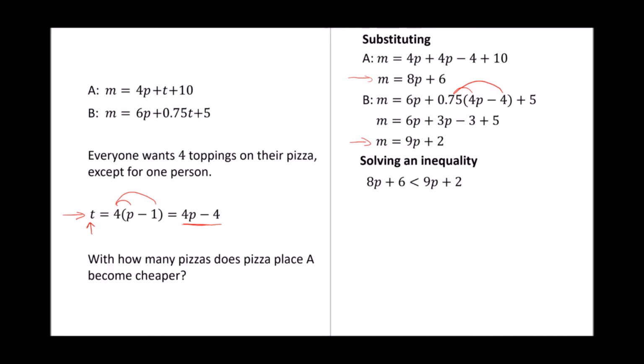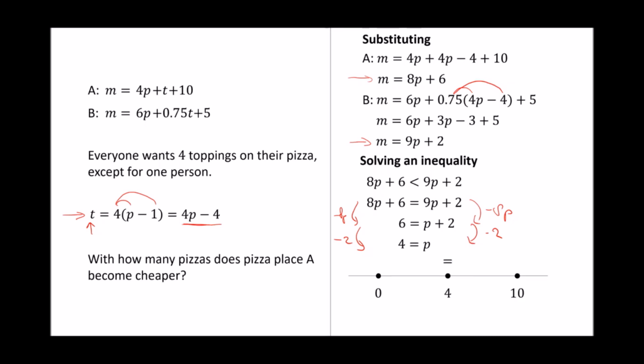How do we solve that? We start by solving the equation. Solving the equation, we start by taking off 8P on both sides to get 6 equals P plus 2. Then we get rid of the 2 on both sides, giving us P equals 4. So what does that actually tell us? That tells us that at 4 it is exactly the same.